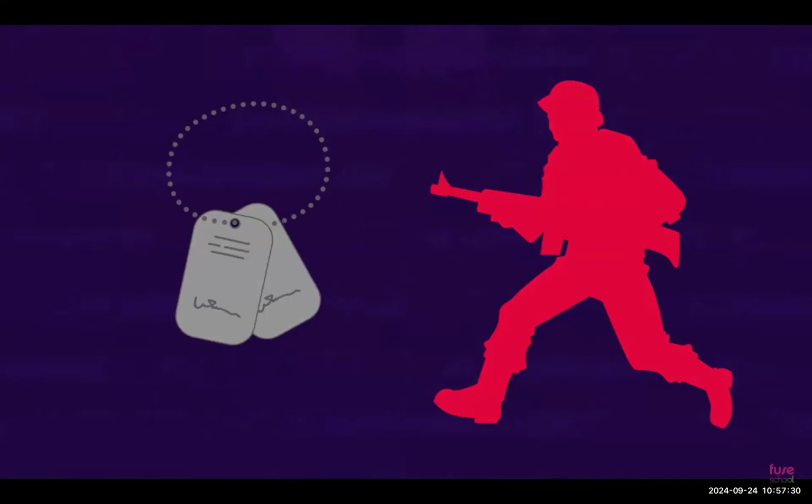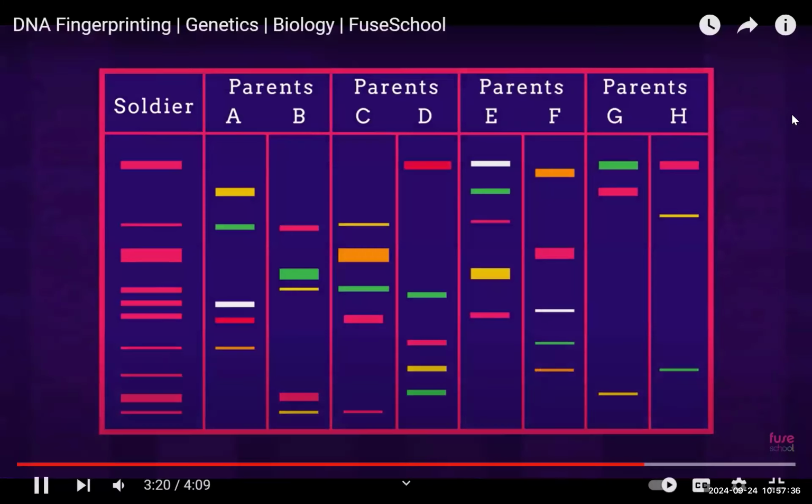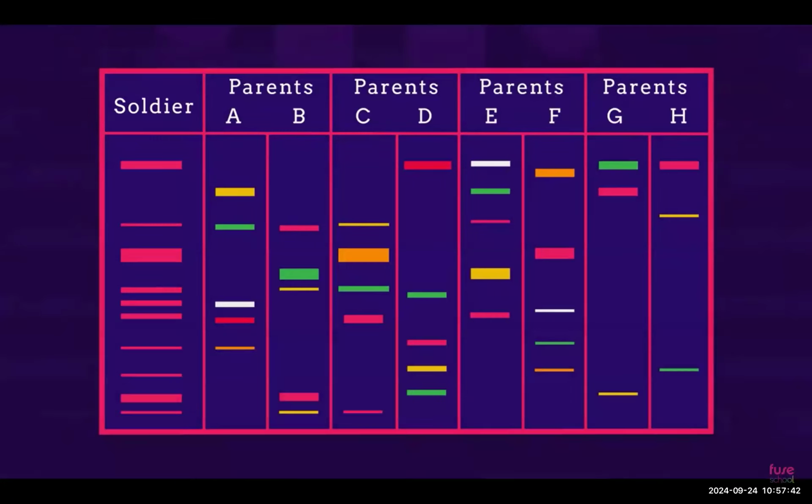Let's try another. A soldier has been killed in an explosion and has lost his dog tags that identify him. 3 soldiers are missing from their unit, so the army asks for 3 sets of parents for a DNA sample so that they might compare it to the soldier's DNA and therefore make an identification. Remember, the soldier will only share half of his DNA with each parent. So which set of parents is the soldier the son of? Pause the video while you decide.